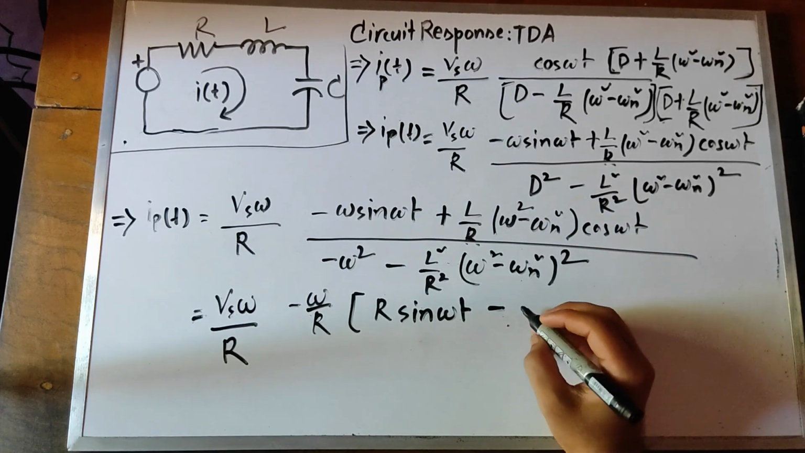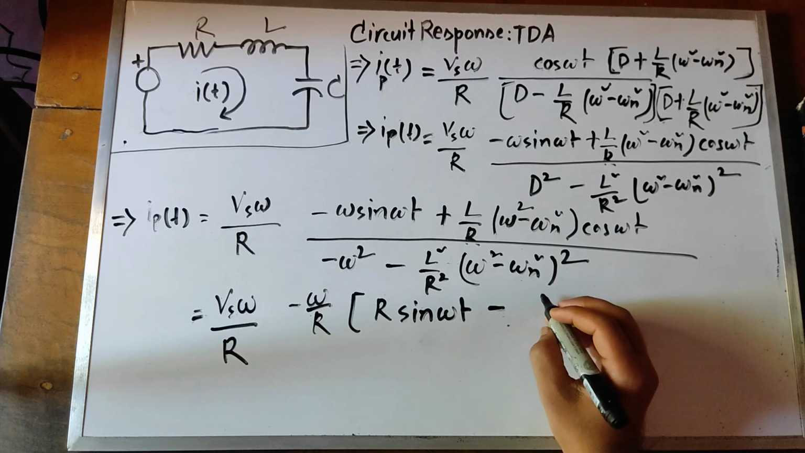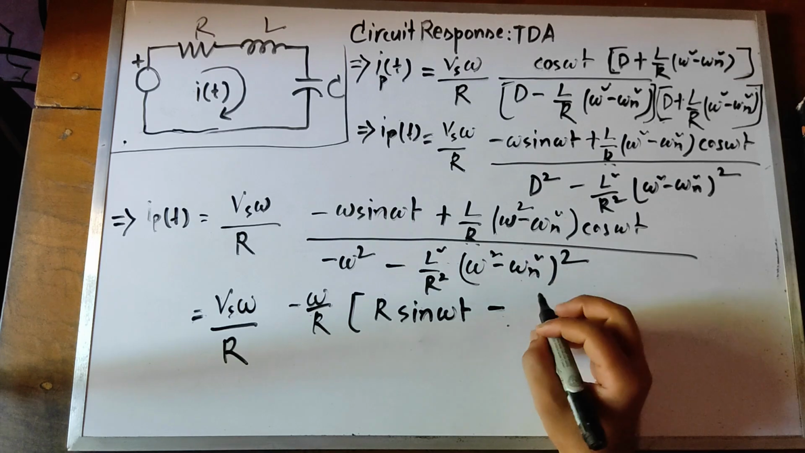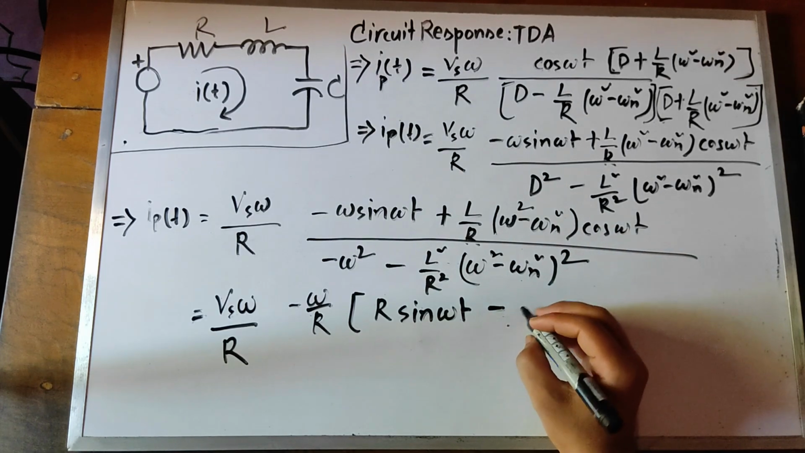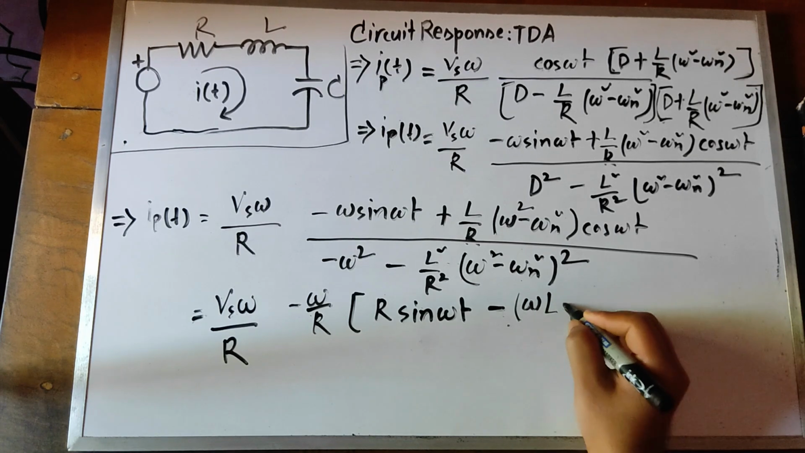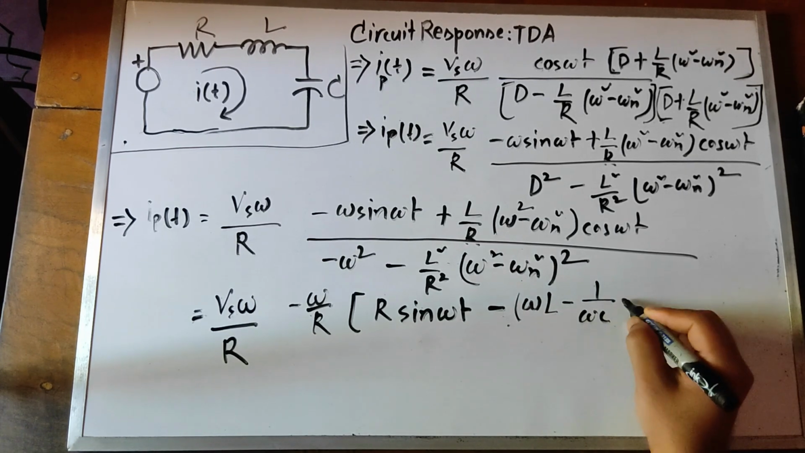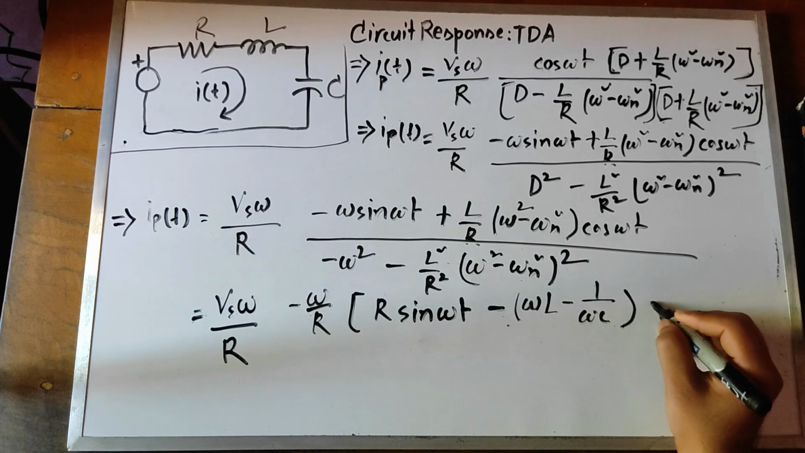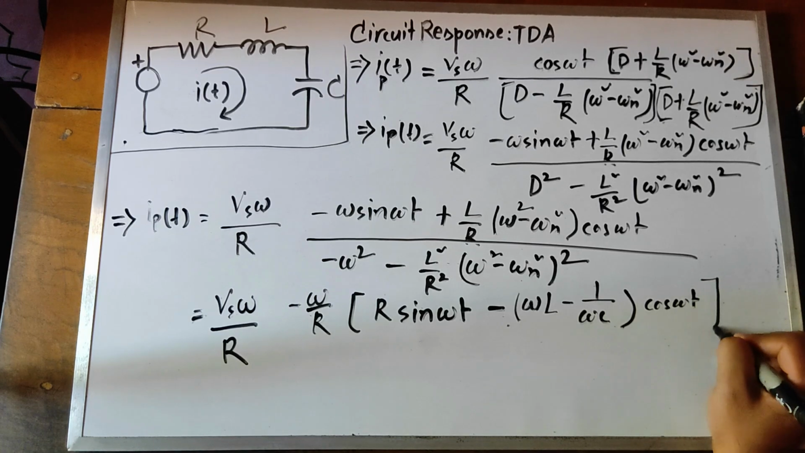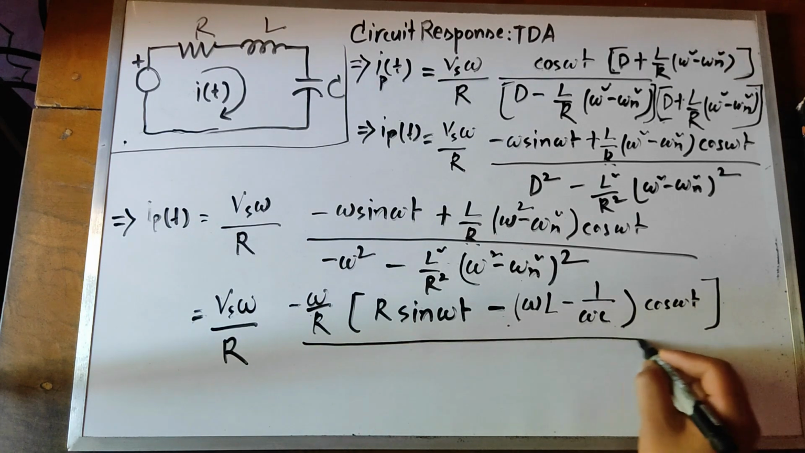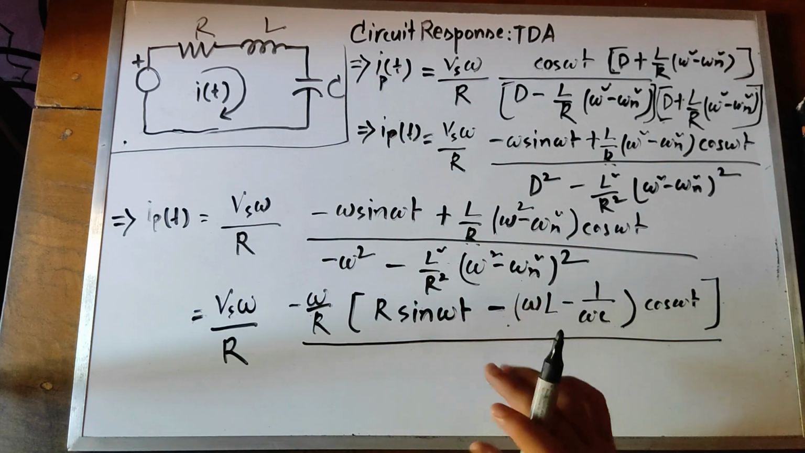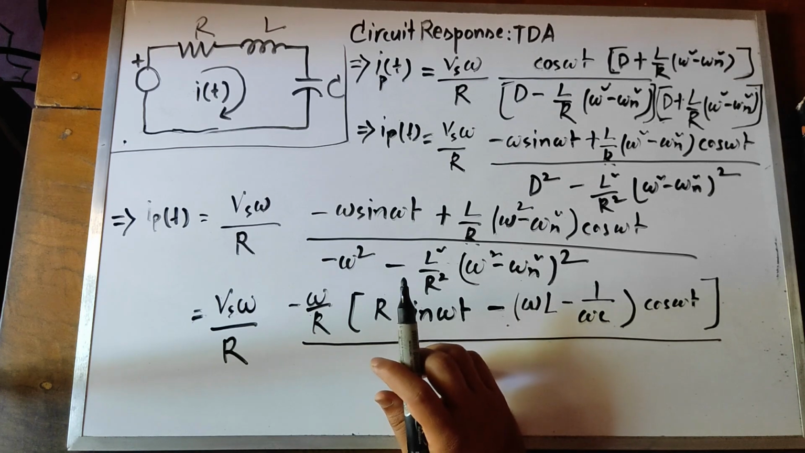Here what I am going to do is take omega by L out from this, so it will give me omega L minus 1 by omega c. You can understand if you just ponder what I have done here, it is very beautiful. So this is x, the LC part, the reactance part, and this is the resistance part.